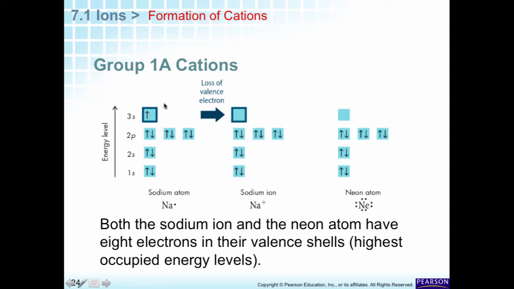So here we are again. Here's sodium. It gives up that electron. This is its electron orbital diagram, and it looks just like neon.